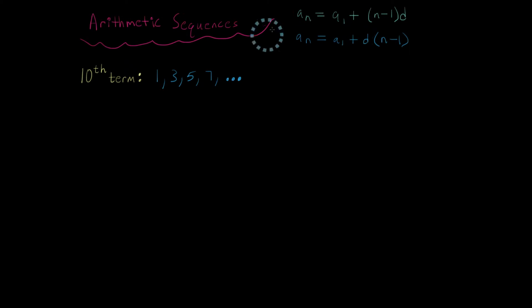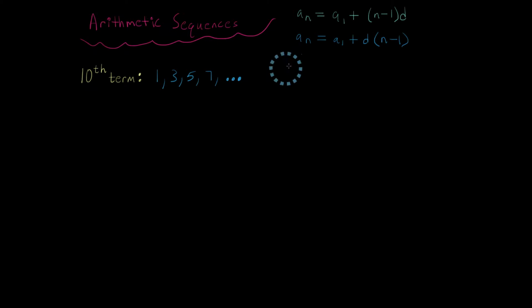And now I can talk about some of the specifics inside of this equation. So a sub n is just a specific index, the index that we're interested in, and the index we're interested in here is the 10th term. So I'm going to substitute 10 in for n here, and I'm going to do this down here so it stands out below that equation.